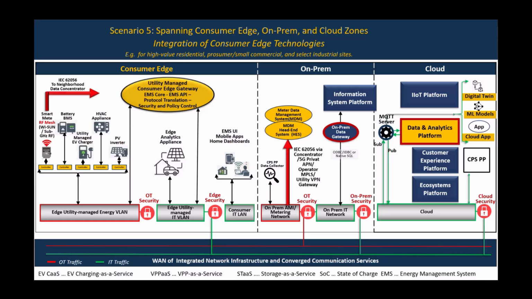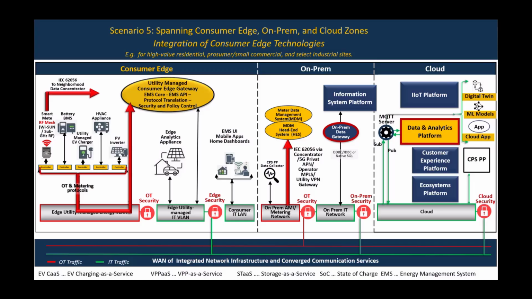So the meter actually sends the data to the neighborhood concentrator using radio frequency mesh, and the concentrator receives the data in the form of a metering protocol such as IEC 62056, and it relays the data through a 5G private access point name all the way through the telecom operator multi-protocol level switching network until it reaches the utility virtual private network gateway and is ingested into the metering head-end system, and it is terminated there.